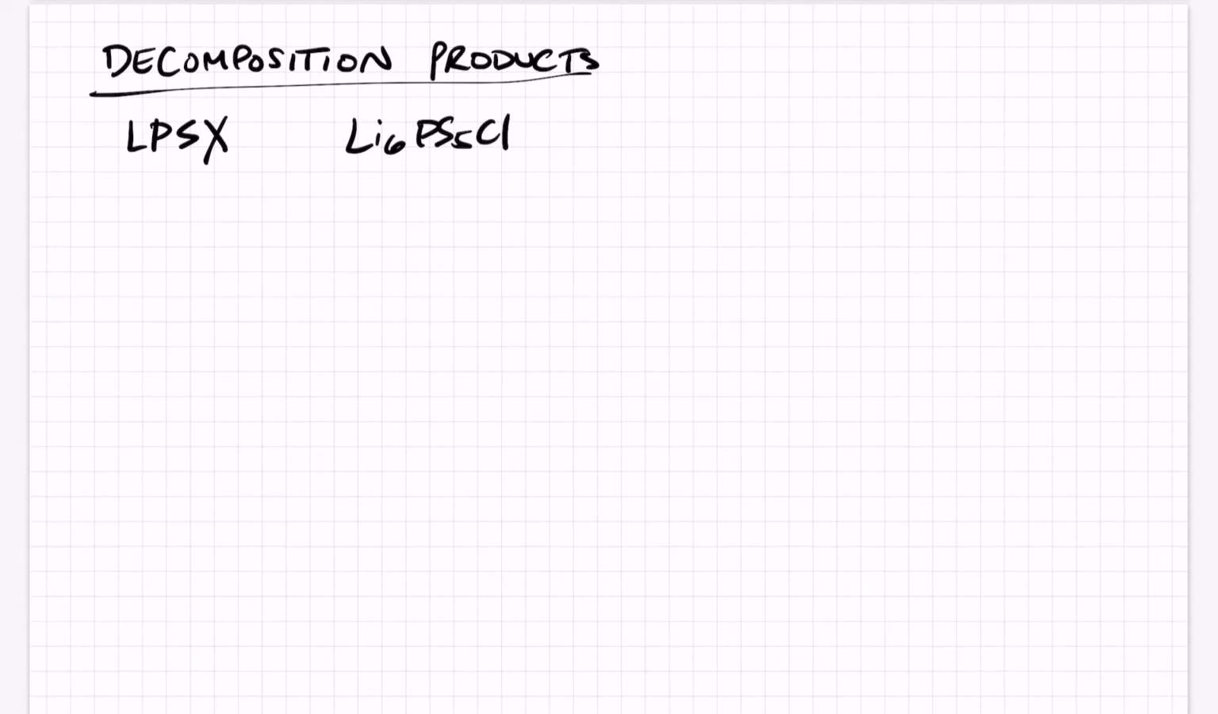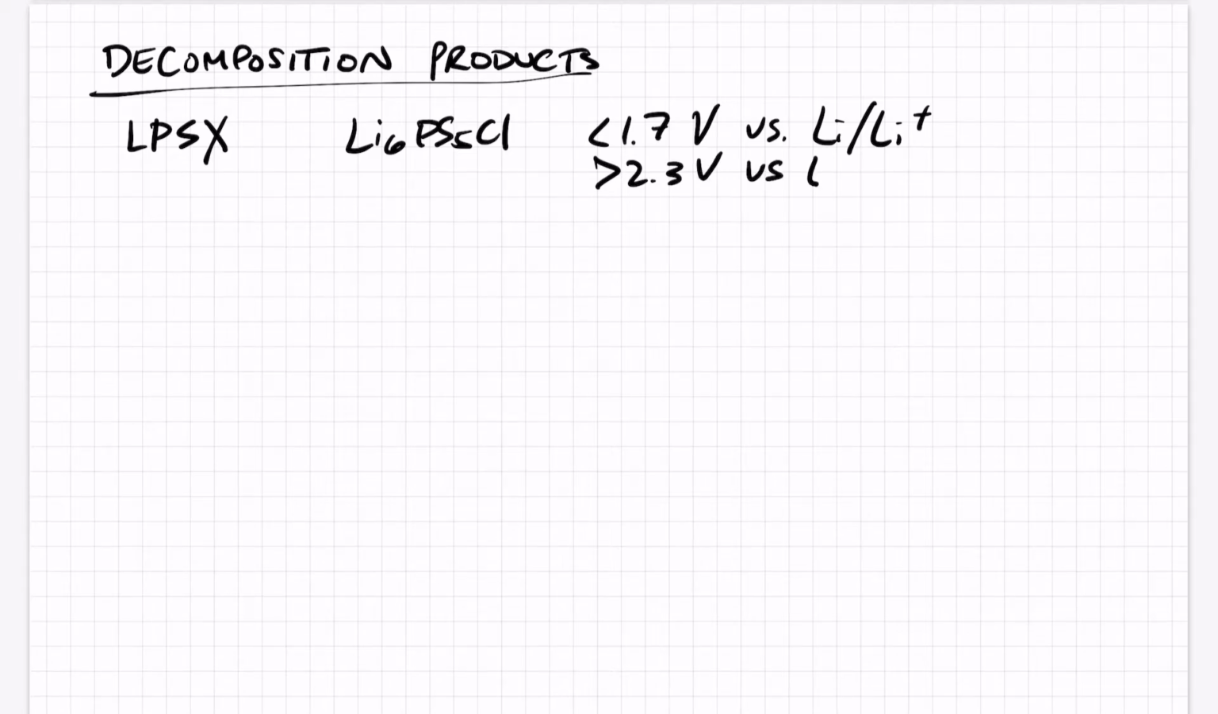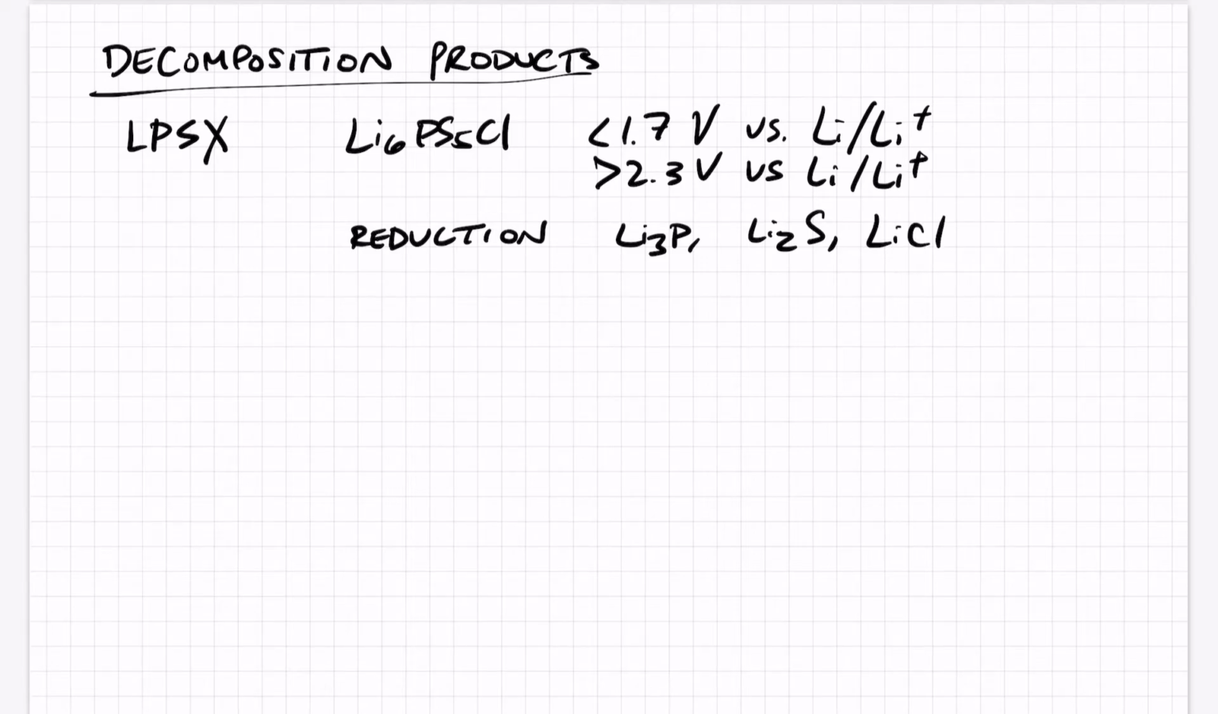Okay. So here the electrochemical window is rather small. So outside of 1.7 volts versus lithium plus, or greater than 2.3 volts versus lithium plus, you can have reduction down to species such as lithium phosphide, Li2S, and also lithium chloride. Okay, so Li2S is quite insulating. Li3P is more electronically conductive, but these are low in terms of ionic conductivity.